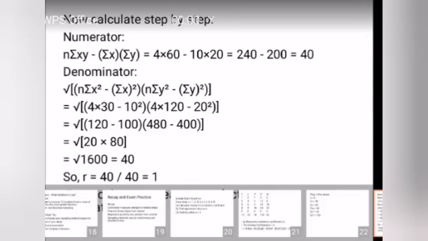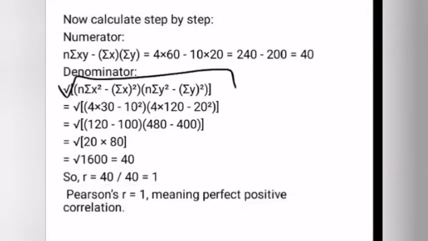So now we'll solve for the denominator. That's the down part of the fraction. That's the square root. If you don't understand, this square root is covering up everything here. So it is n times sigma x square minus sigma x all square times n times sigma y square minus sigma y all square. So we have 4 times 30 minus 10 square. Remember, after adding is sigma x all square. So you first of all find sigma x before you square it. Don't make that mistake.